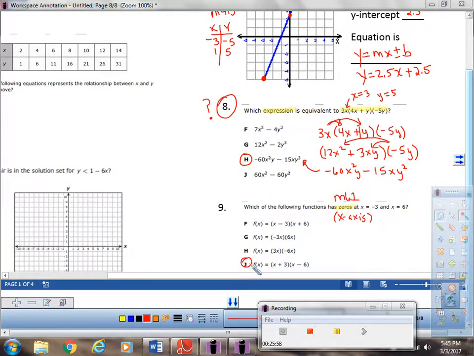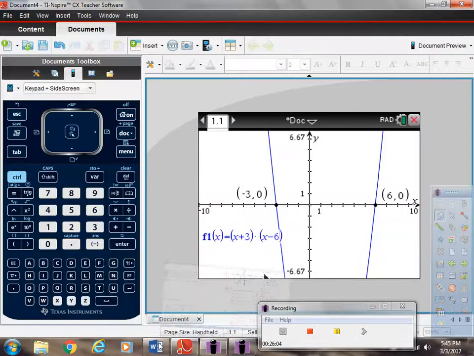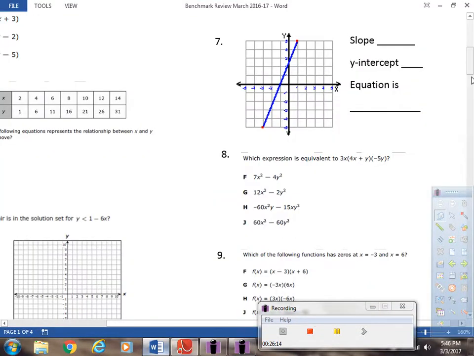And that's why the correct answer was J. So remember, you want to graph and then do a menu 61. Okay. All right. Let's go ahead and look at question number 10 next.